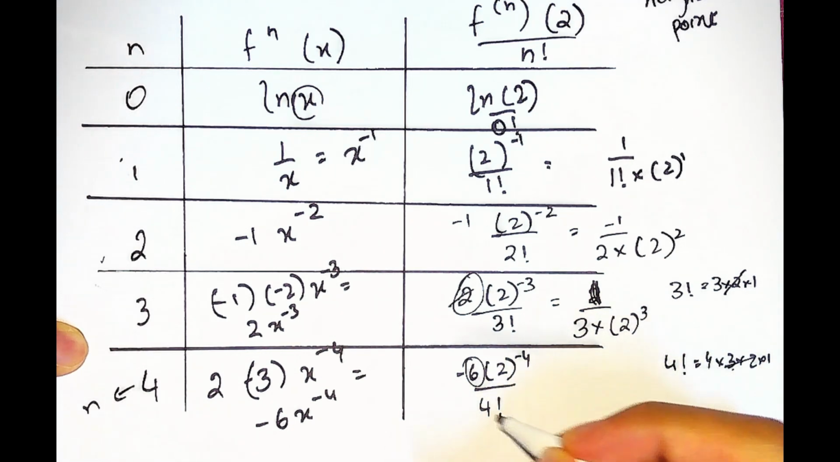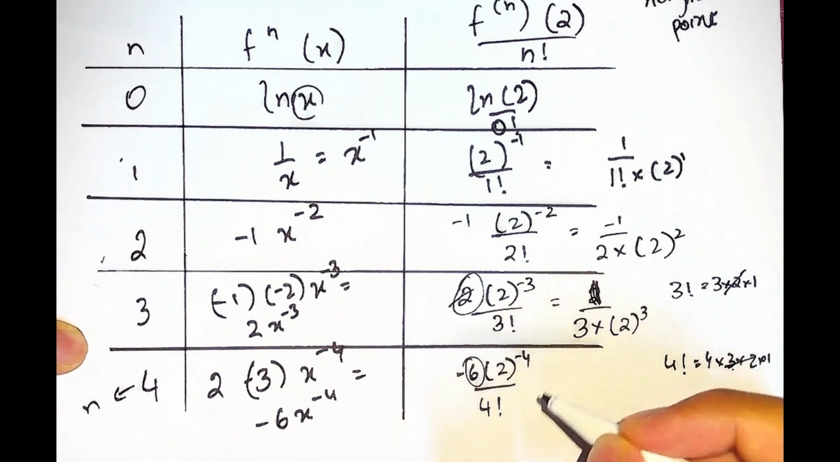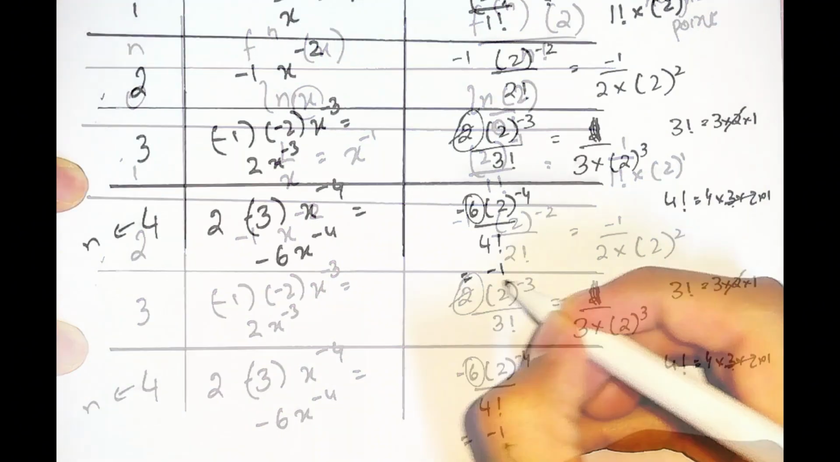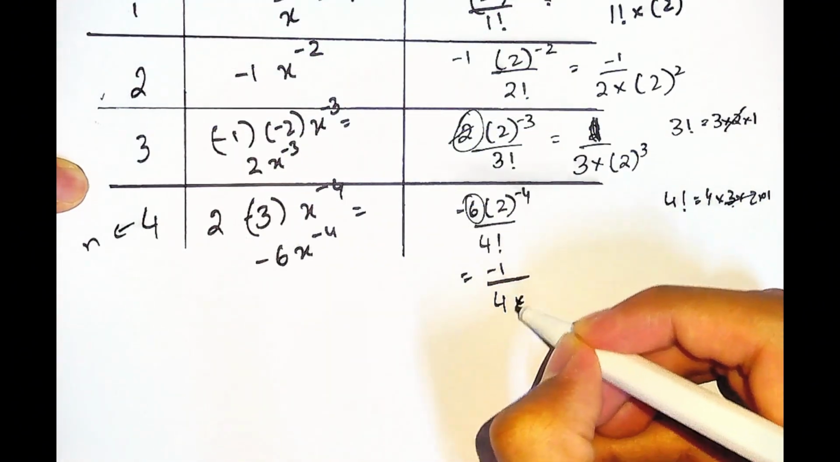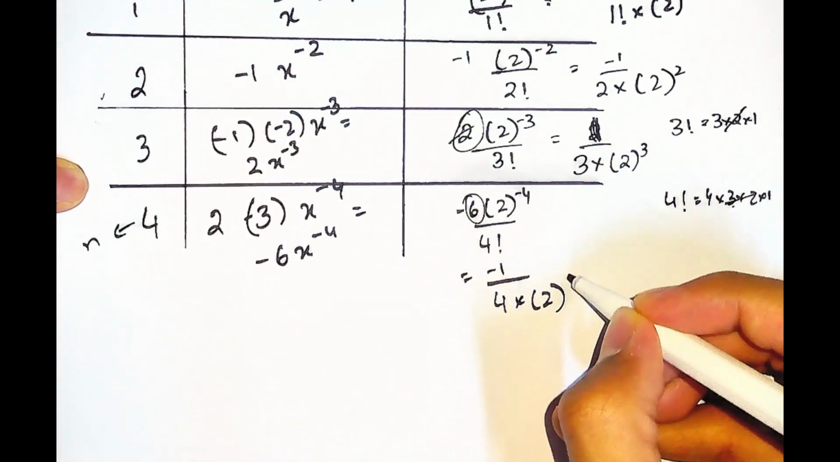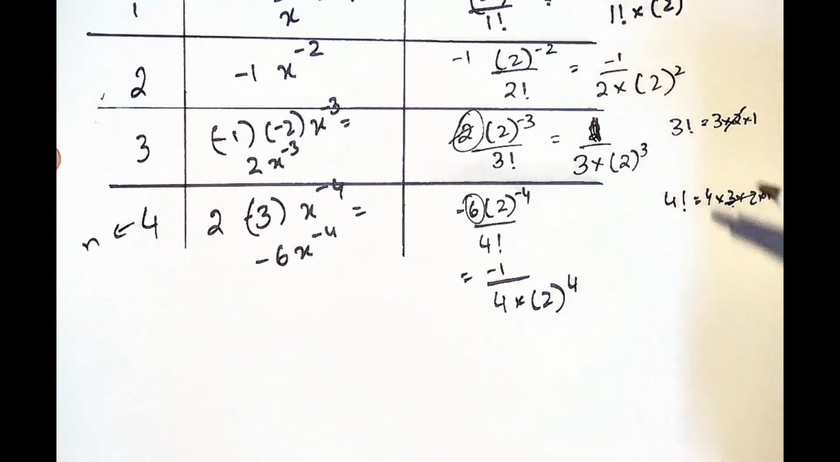So we can rewrite this thing as, so 6 is cancelled and we are left with a negative 1. So we have negative 1 divided by 4 multiplied by, this thing will be reciprocated. So we will have 2 power 4. Okay, so if you see, we have a very definite pattern over here.